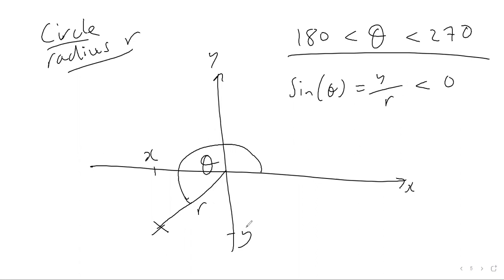Now this is negative because your y value is negative. Your radius is always positive. Radiuses can't be negative. So it's going to be a negative value. And then cos theta is your adjacent divided by your hypotenuse, your x value over your radius. Again, this is negative because you've got a negative x value there.